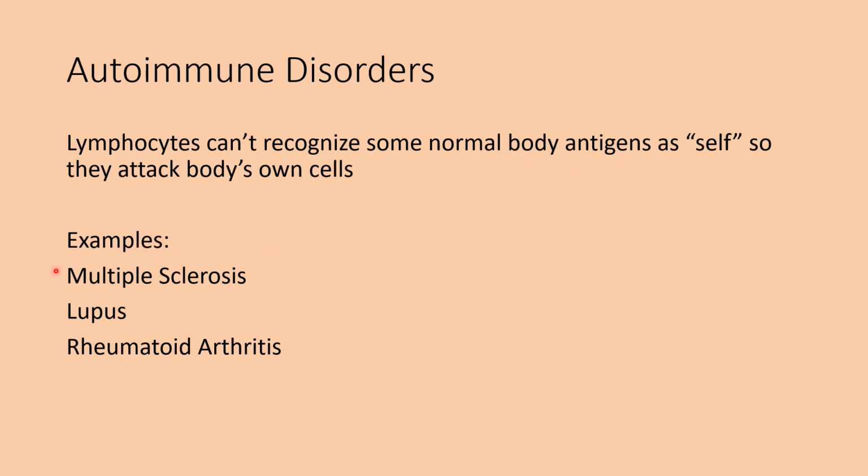So examples of this are multiple sclerosis. This is the one we talked about earlier this year. This is the one where the body attacks your own myelin sheath surrounding your neurons, which is really bad for your nervous system. It slows down the signals. Lupus is another example. Rheumatoid arthritis is an example. Just any type of disorder in which your body is attacking its own proteins because it can't recognize them as itself for some reason.